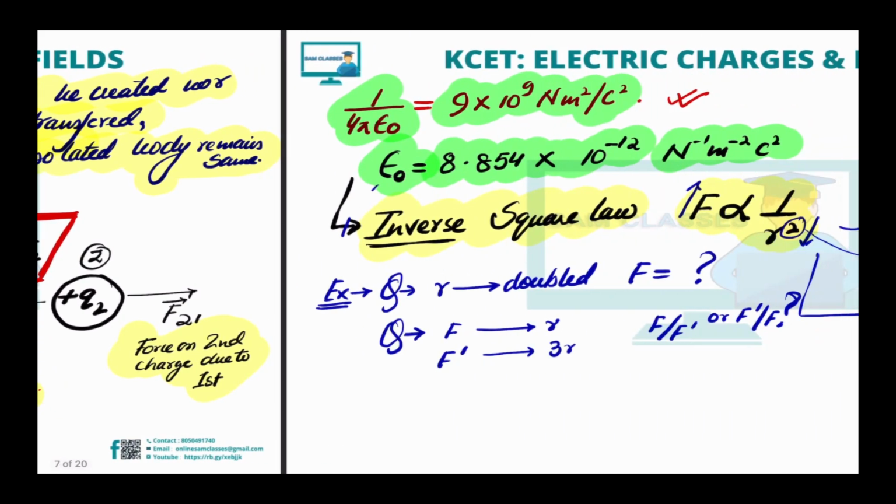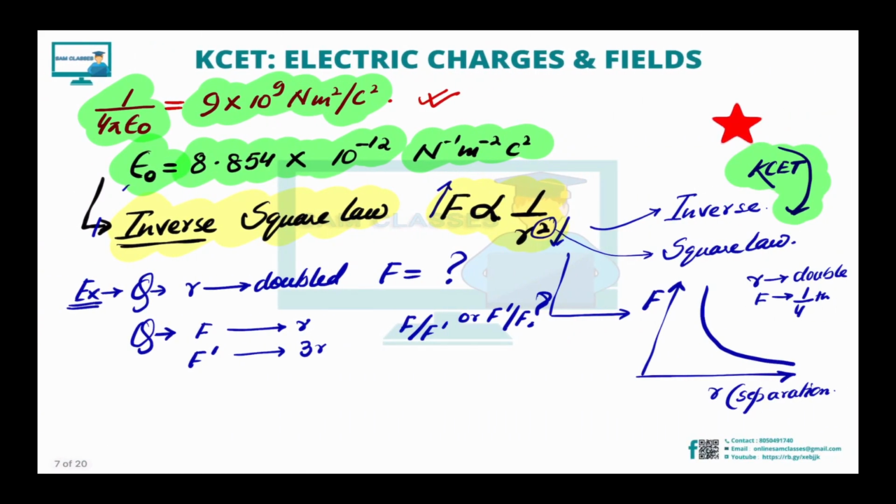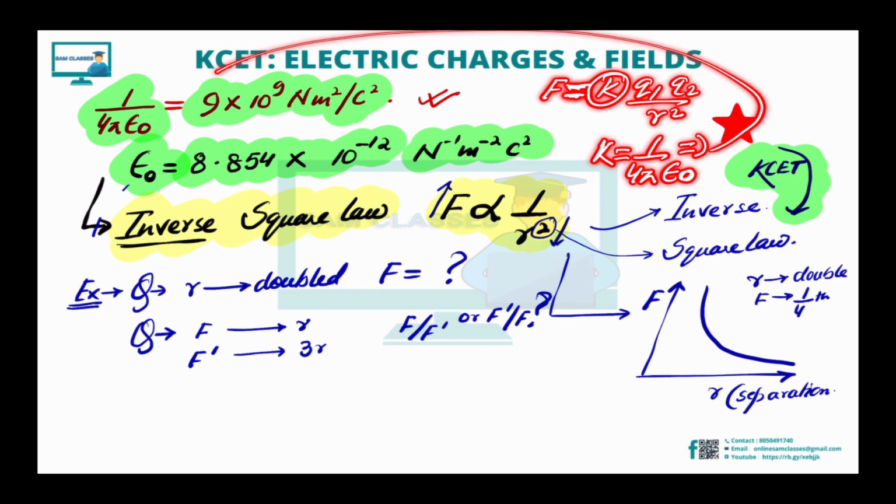Now, coming to the next part, what is the force formula? F is equal to K, we remove the proportionality, and we get F equal to K Q1 Q2 by R square. Now, what is the value of K? K is nothing but 1 by 4 pi epsilon naught. The value of this that we will use for the numerical part is 9 into 10 power 9 Newton meter square per coulomb square.